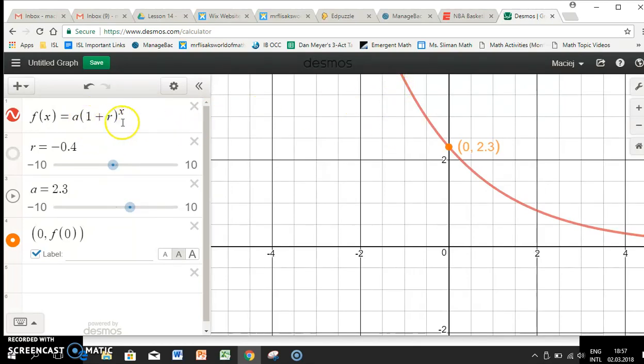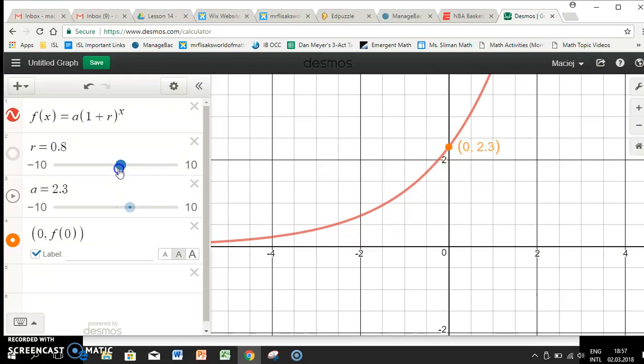So when you do 1 minus something, you're going to have exponential decay because this becomes less than 1. But when you have 1 plus something, where the r value is positive, then it's going to be growth because it's going to be 1 point something, and that means something is growing.